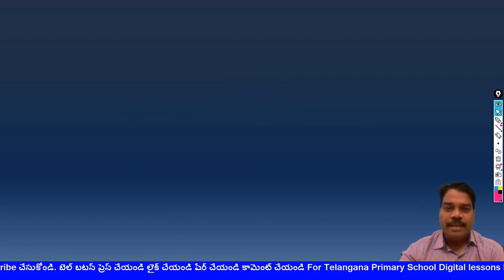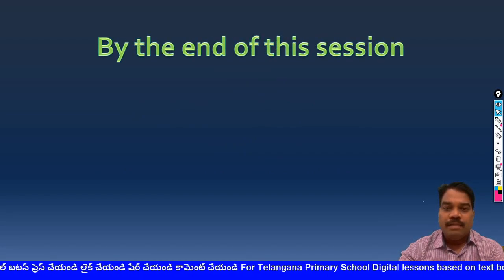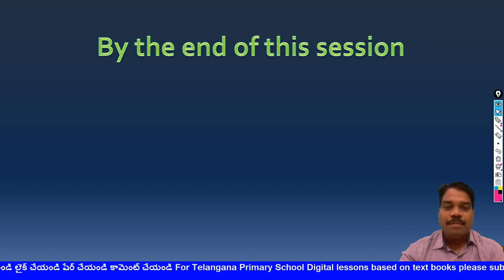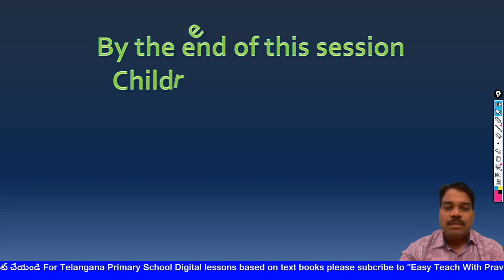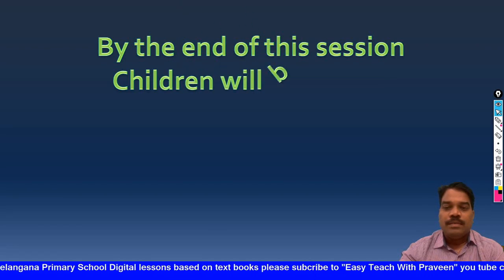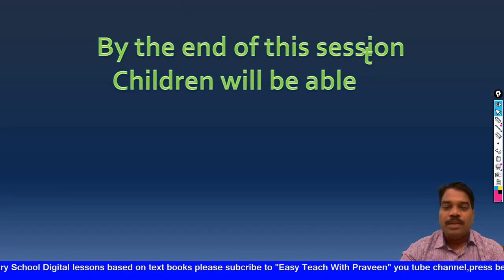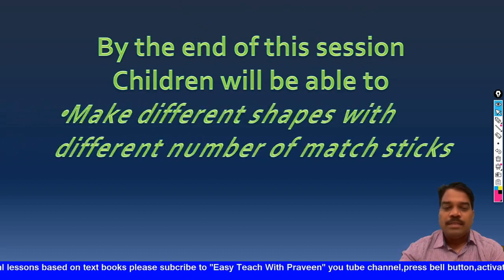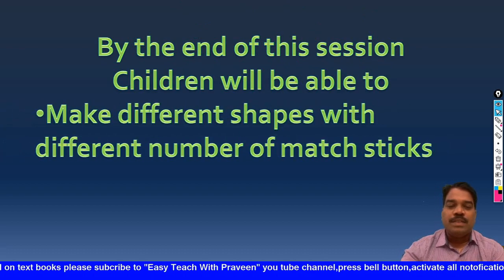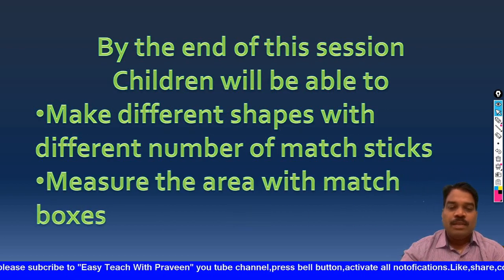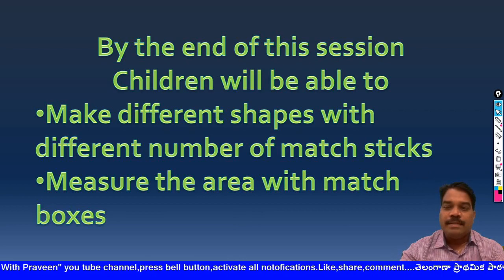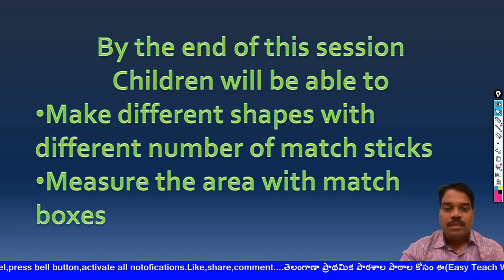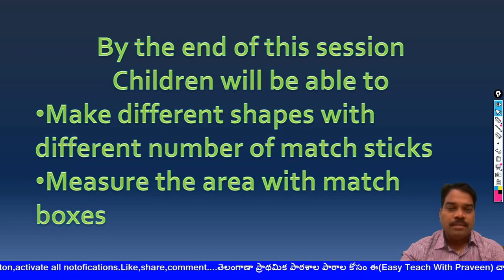Let us enter. By the end of this session, the children will be able to understand the following things. What are the following things? Make different shapes with a different number of matchsticks, measure the area with match boxes, and fold and create a paper boat and paper rocket also. Those are what we are going to discuss in this topic.